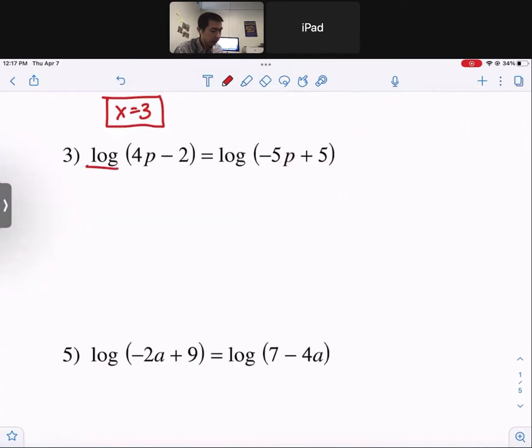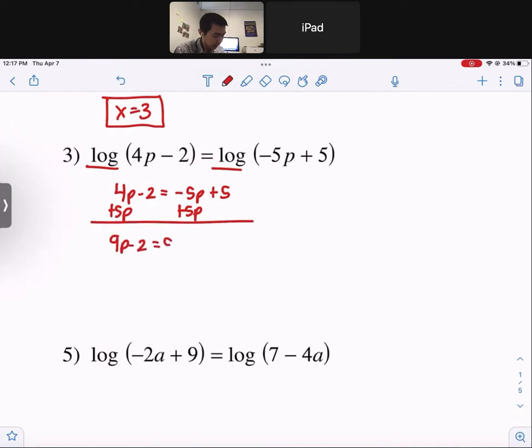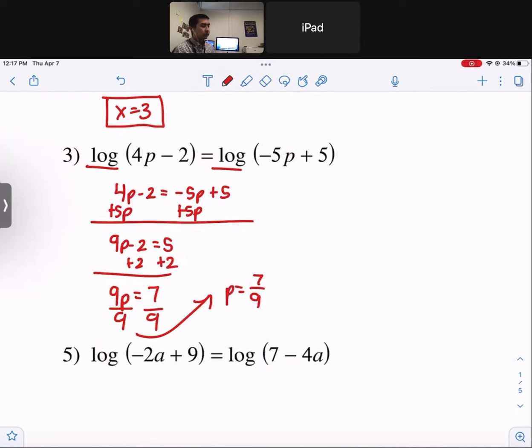Number 3, again, log equals a log, so we set the parentheses equal to each other. And now we just get variables on one side and constants on the other. I'm going to get my variables on the left-hand side, and I'm going to get my constants on the right-hand side. So we get 9p is equal to 7, and divide both sides by 9. So p is going to equal 7 ninths. If we plug in p into here and here, we're going to get positive values, so as a result, this is going to be our answer.